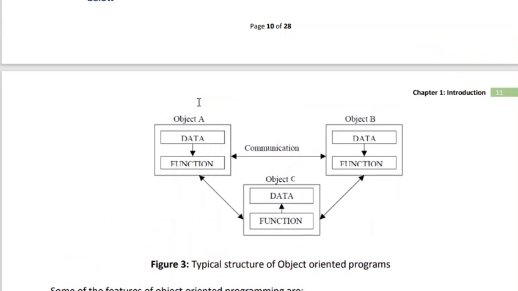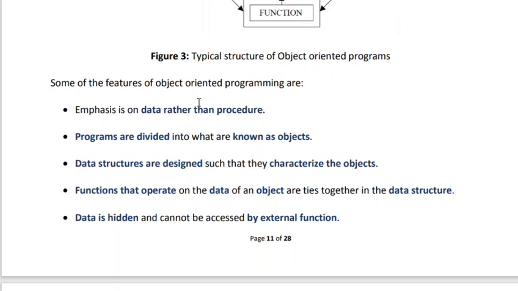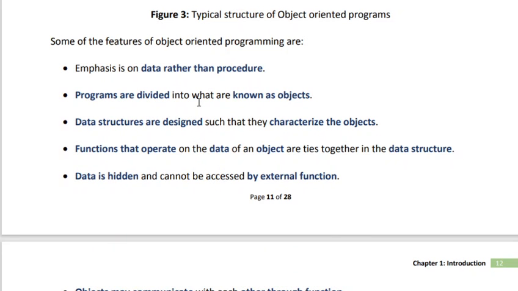So here we have a very simple orientation: object A, object B, and object C, where A, B and C communicate with each other by passing messages. Now, some of the features of object-oriented programming, which is very important to understand. It emphasizes data rather than procedure. Programs are divided into what are known as objects, so it realizes a program as a collection of objects. Data structures are designed such that they characterize the object. So objects maintain their own data as well as functions.